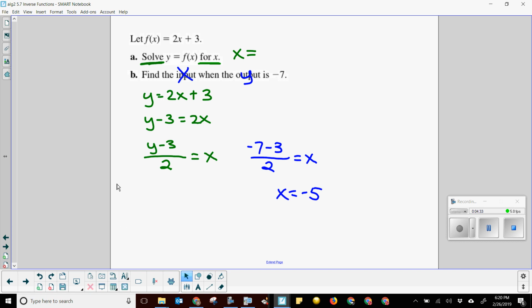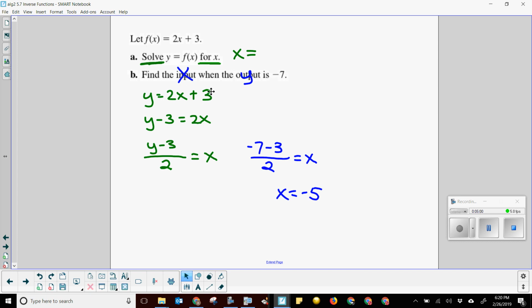This is the book's thing. It's a little weird. It's going to say solve for x. Get it to where it says x equals. We're finding the inverse just without switching x and y. Because I could solve here, and then when I switch x and y, it's the inverse. However, we found it for x equals, and then find the input when the output is -7.